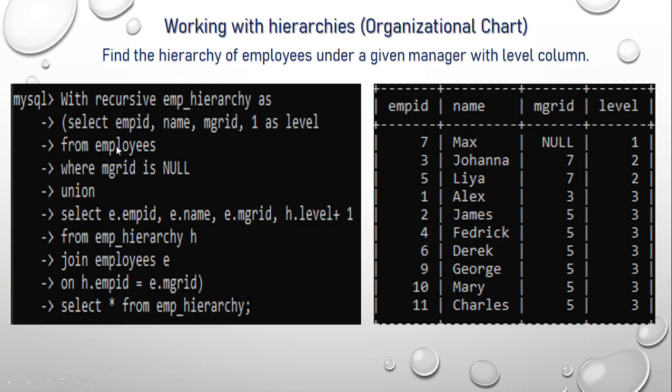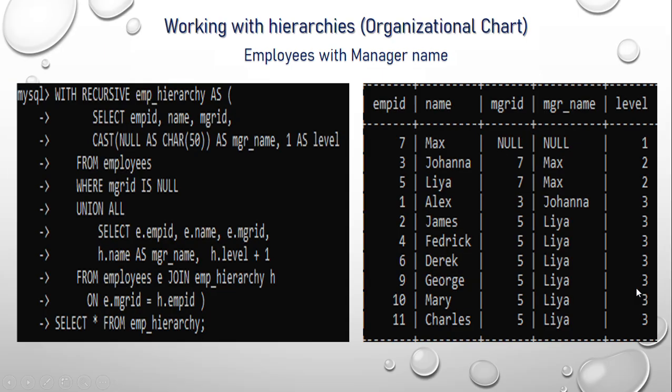And I have joined the employee hierarchy table and the base employees table with this condition. The employee ID of the hierarchy table is equal to the manager ID of the base employee table. And here we're getting levels, Max at the top position, Joanna and Leah at the second position, and all the others come under the third position.